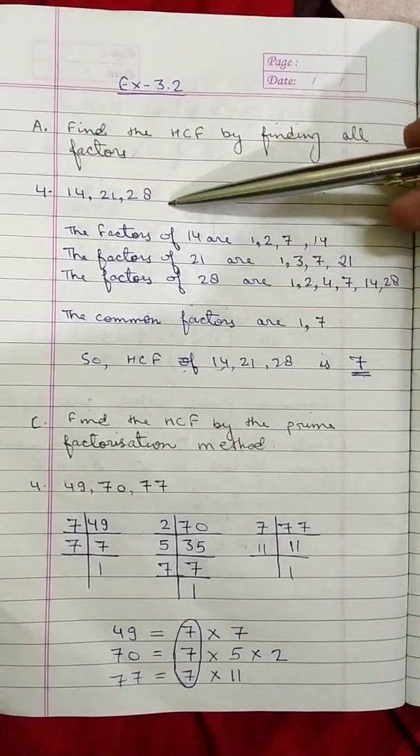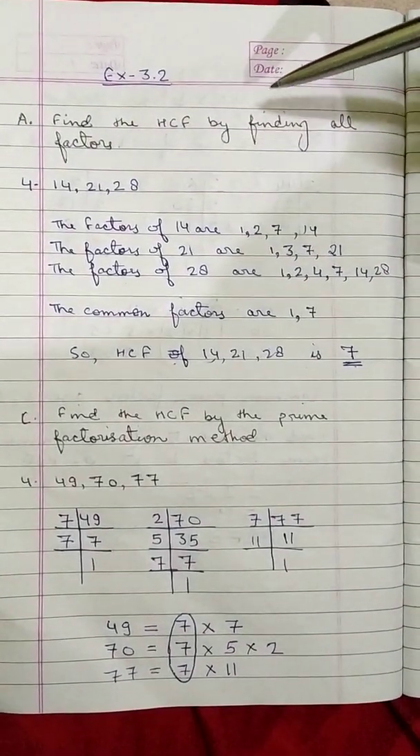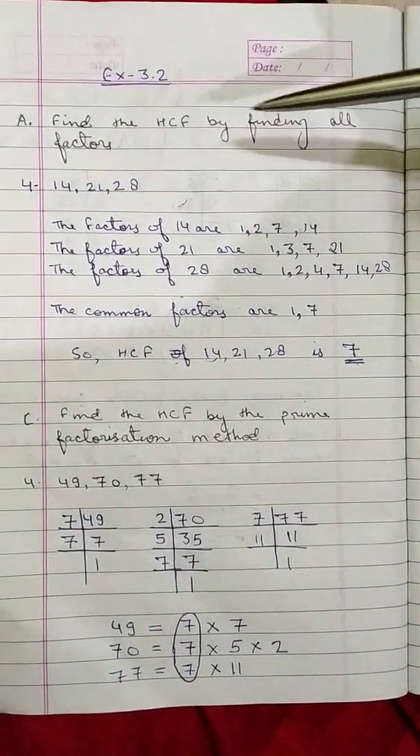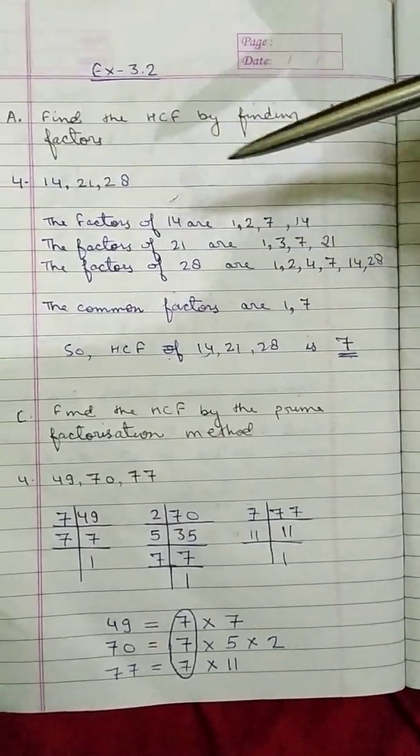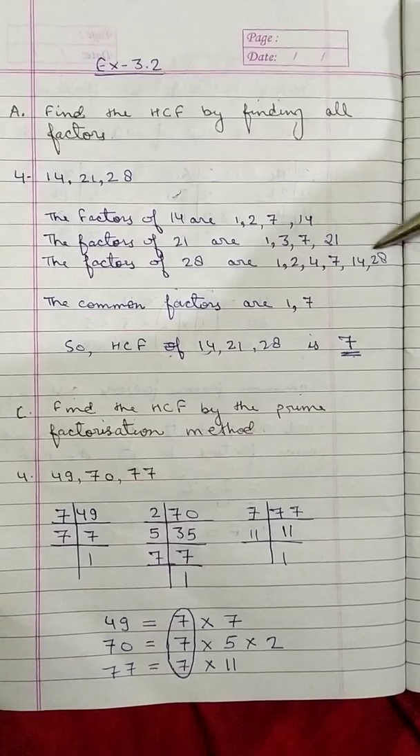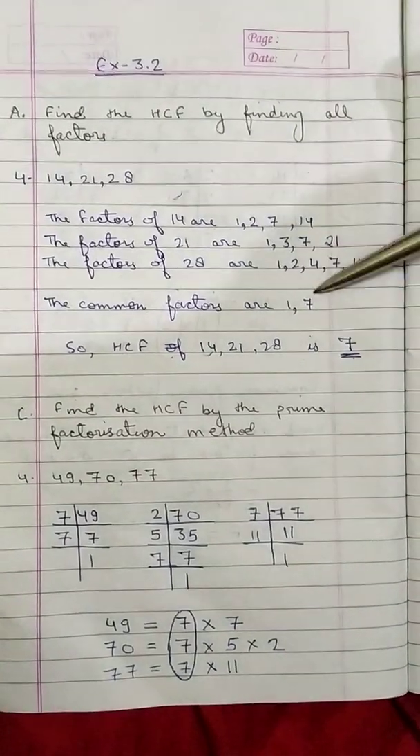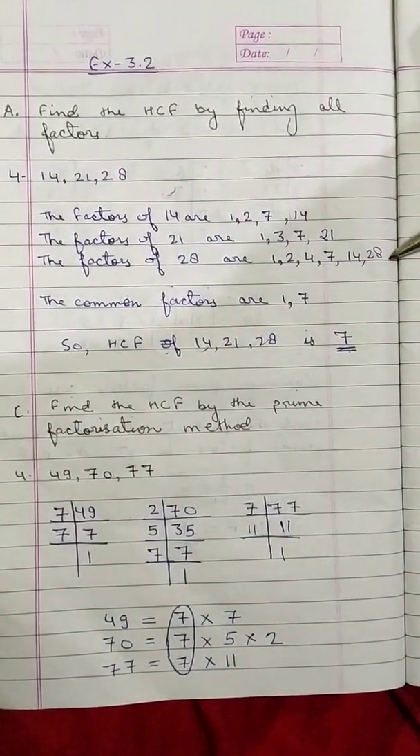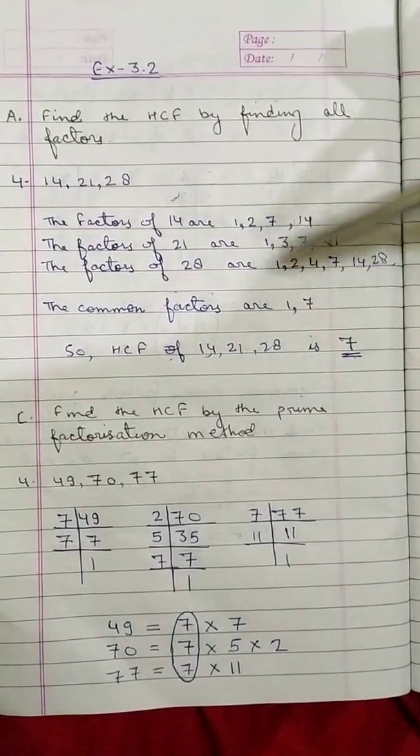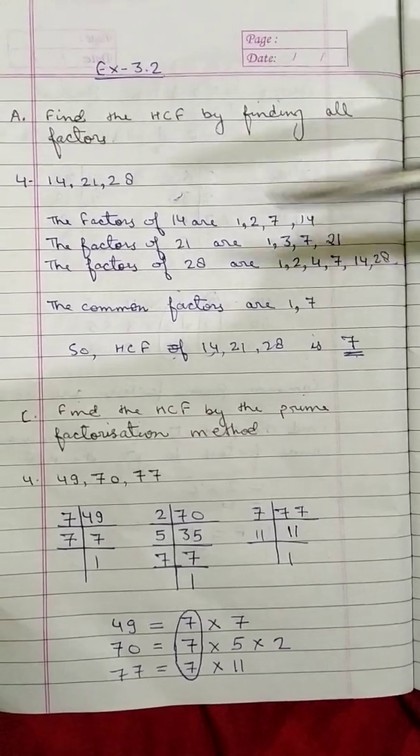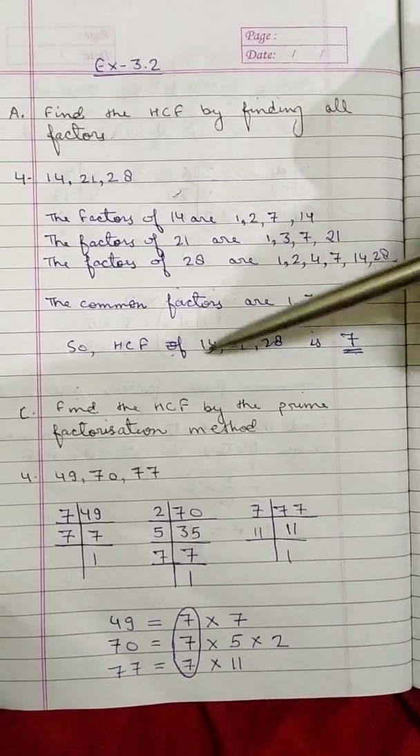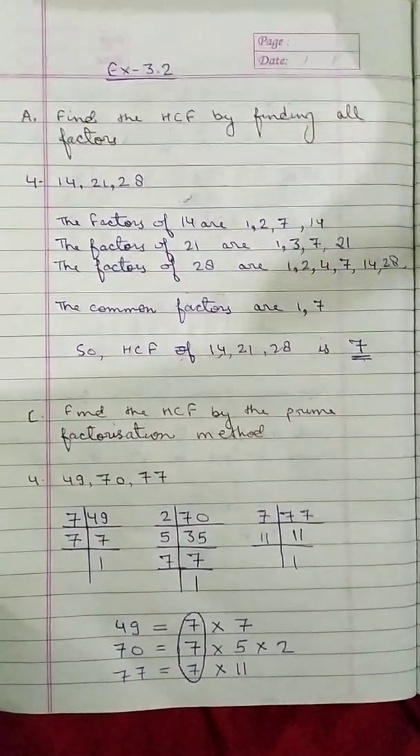14, 21 and 28. You have to find the HCF of these three numbers with the method of finding factors. So factors of 14 are 1, 2, 7, 14. Factors of 21 are 1, 3, 7, 21. And factors of 28 are 1, 2, 4, 7, 14 and 28. So the common factors are 1 and 7. But the highest common factor is 7. So the HCF of 14, 21 and 28 is 7.